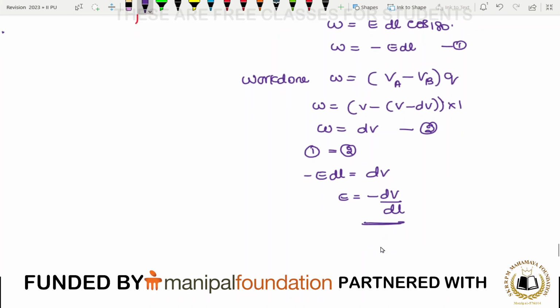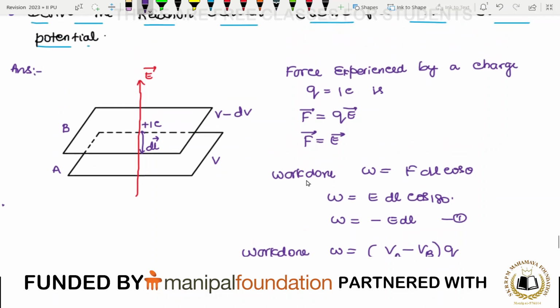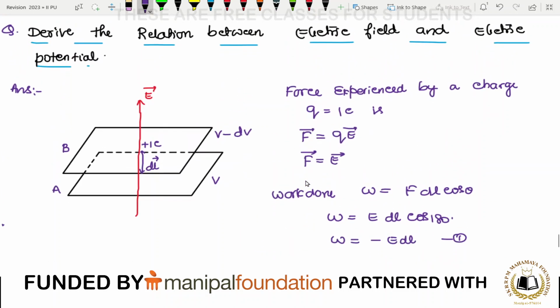E is equal to minus dV by DL is the equation that gives the relation between electric field and electric potential. E is equal to minus dV by DL. This gives the relation between electric field and electric potential. Okay. So we'll go through this equation once again. This is a 3-mark question. Derive the relation between electric field and electric potential.